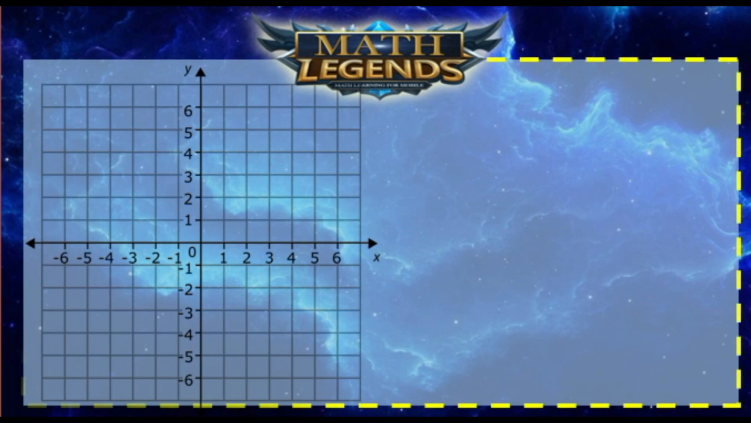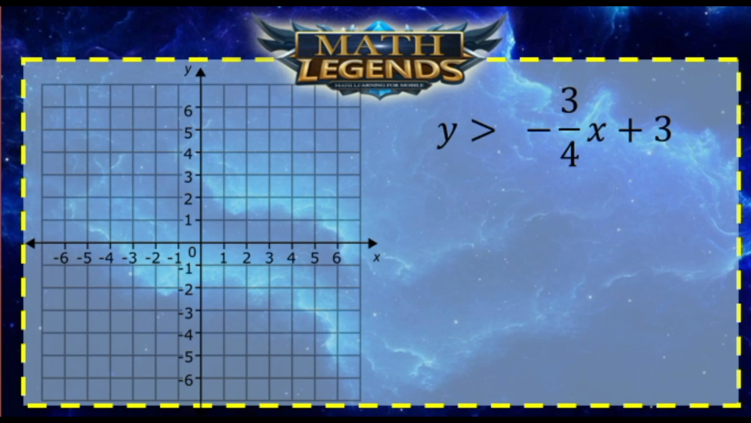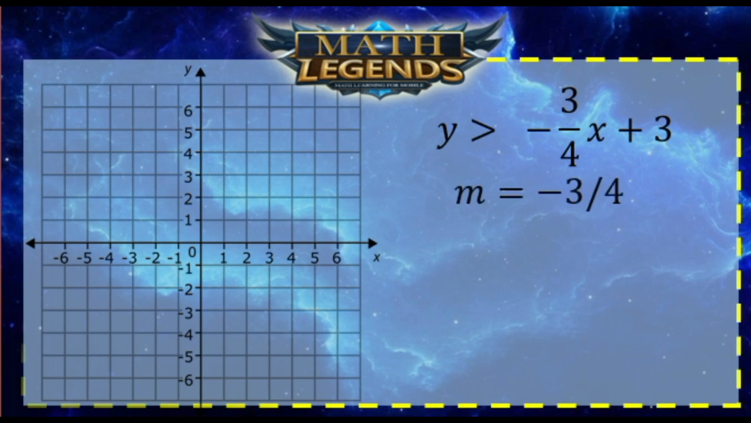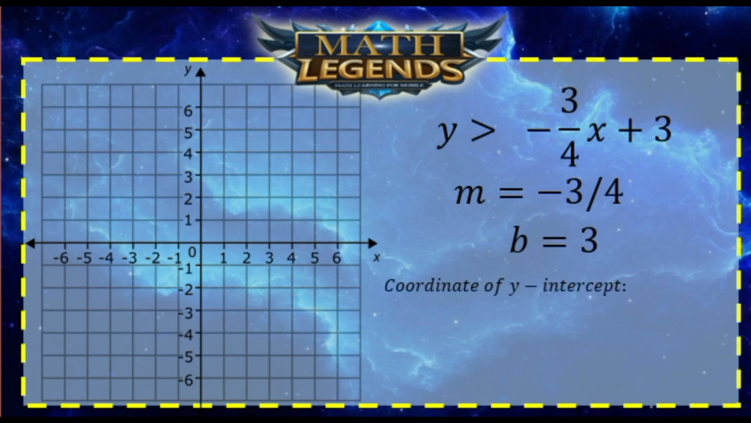Now let us try to answer. Given our linear inequality, we have here our slope, which is negative 3/4. We have here a y-intercept that is equivalent to 3. Let us try to find the coordinate of our y-intercept.